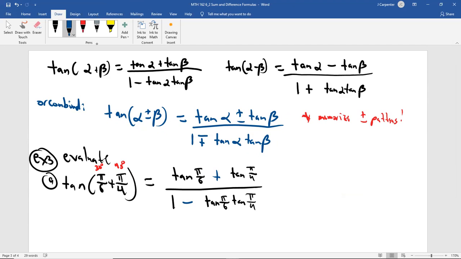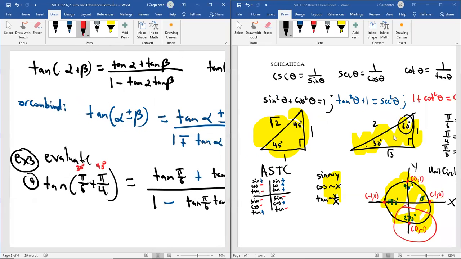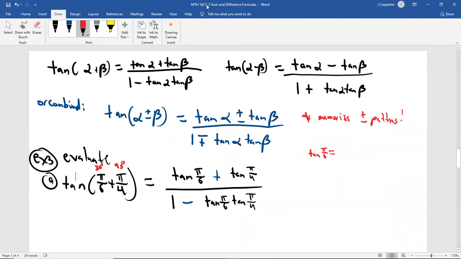So first, let's figure out what tangent of pi over 6 and tangent of pi over 4 are. I'll write this here for a second. Tangent of pi over 6 being 30 degrees. So we go back to our 30-degree triangle. Tangent is TOA, opposite over adjacent. So 1 over square root of 3. But we know 1 over square root of 3 is bad form. 1 over square root of 3 is the same as square root of 3 over 3 when you do this.